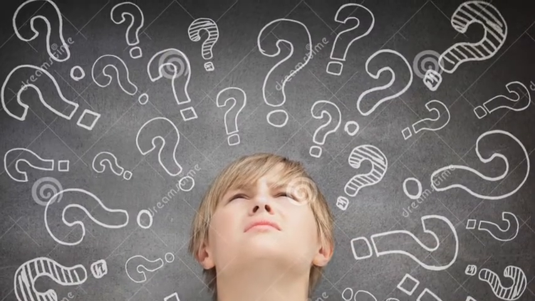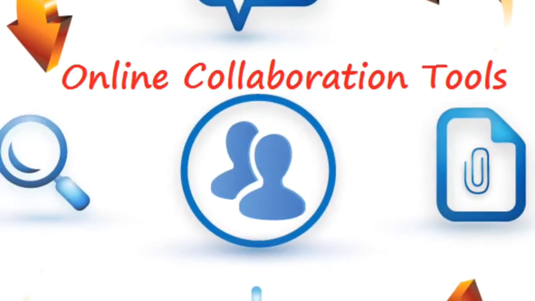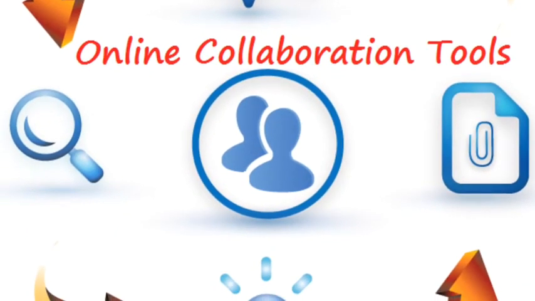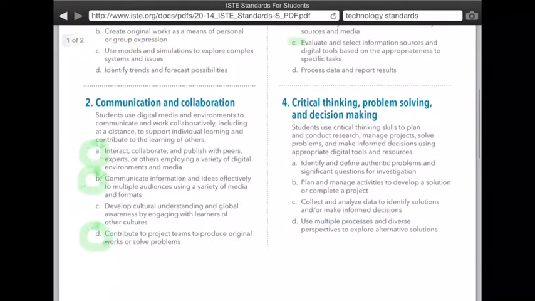Students will plan strategies to guide inquiry, locate, organize, analyze, evaluate, synthesize, and ethically use information from a variety of sources and media. They will evaluate and select information sources and digital tools based on the appropriateness to specific tasks. They will also process data and report results.